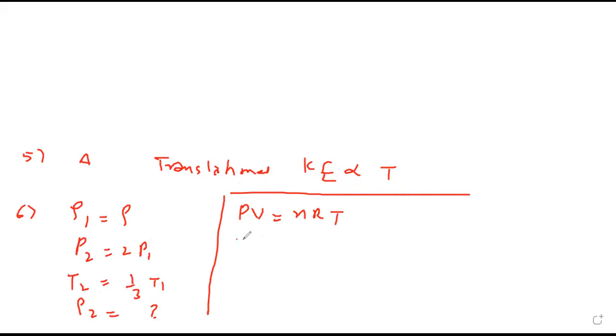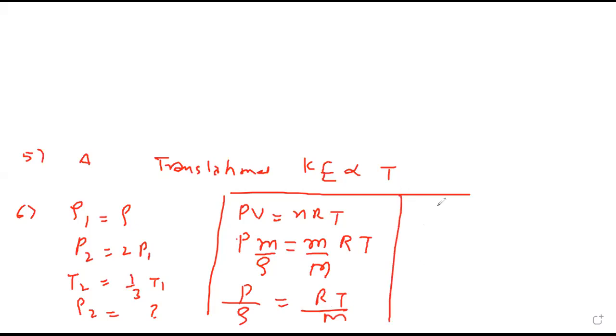Hello? Yes, sir. What is V in terms of density? Can I say mass upon density? Yes. What is number of mole given weight upon molecular weight? Correct? Yes, sir. So P by rho becomes RT upon molecular weight. Now I'm taking ratio. P1 upon P2 into rho 2 upon rho 1 will be T1 upon T2. Rest all will get cancelled because they are same.